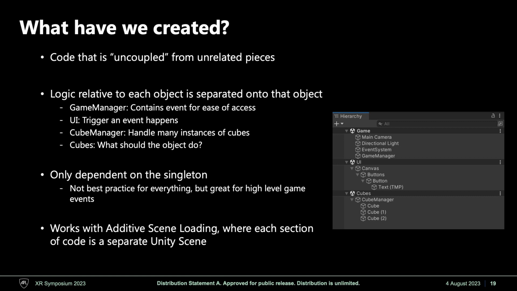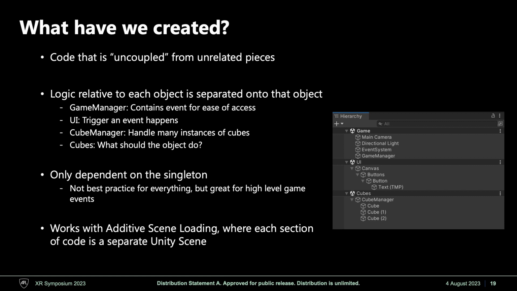So we have the game manager, which is sort of our root object that makes it easy to access everything else. We have our UI that only knows about what it's supposed to trigger. So when we click the button, something happens. The UI doesn't know what it's supposed to do. We're not telling the UI that, hey, the cubes need to rotate. It just makes the thing happen.